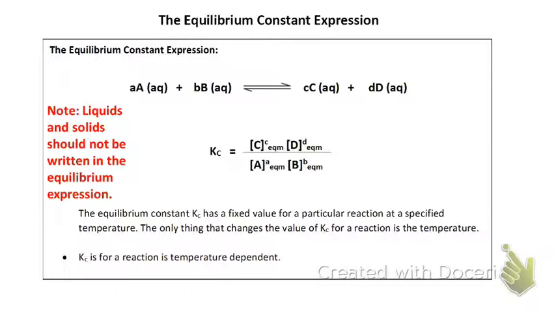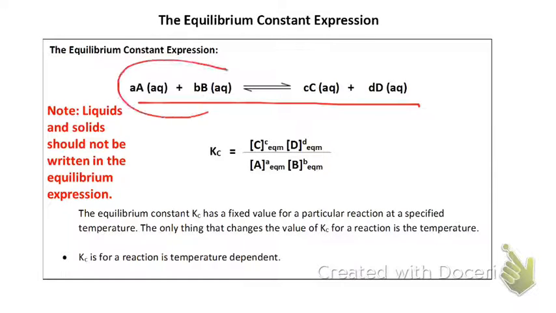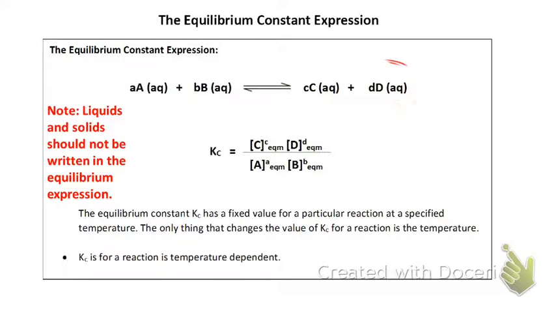Alright, so what I have in your notes here is a basic symbolic reversible process where we have our reactants here and our products on the other side of our double arrow, which represents that there is a reversible process or reaction occurring here. Alright, you can erase all of this.